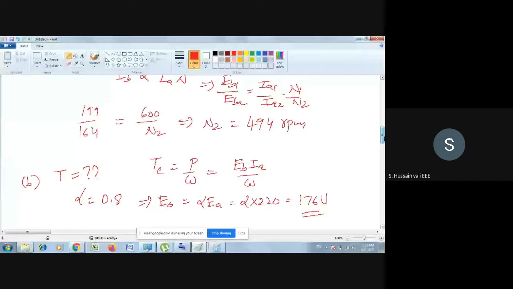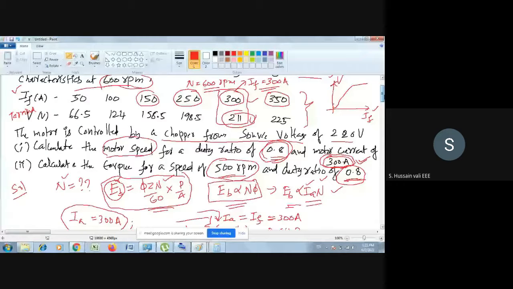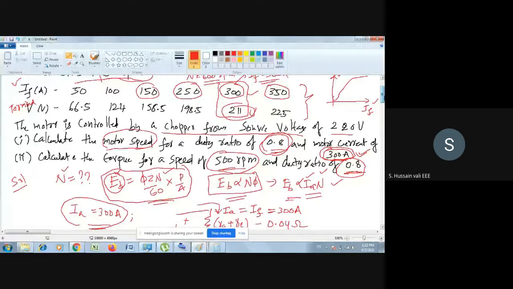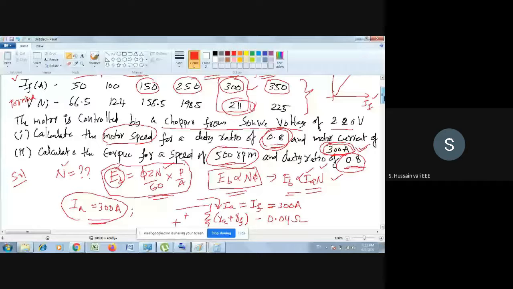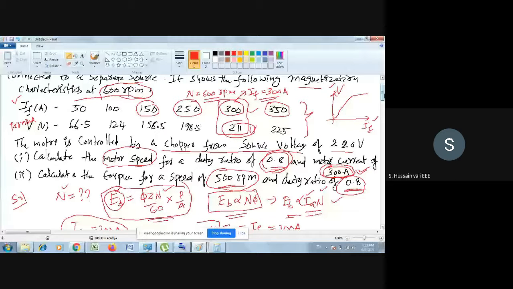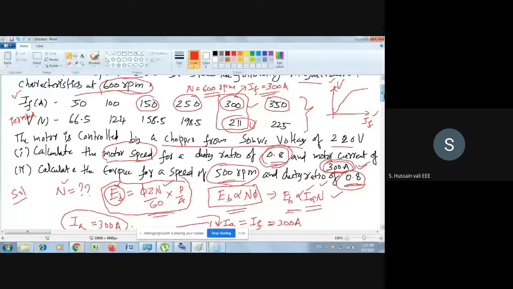Once we got E naught here, then we have to find out EB. To find out EB, I should know what is IA. How to find out IA now? How to find out IA?